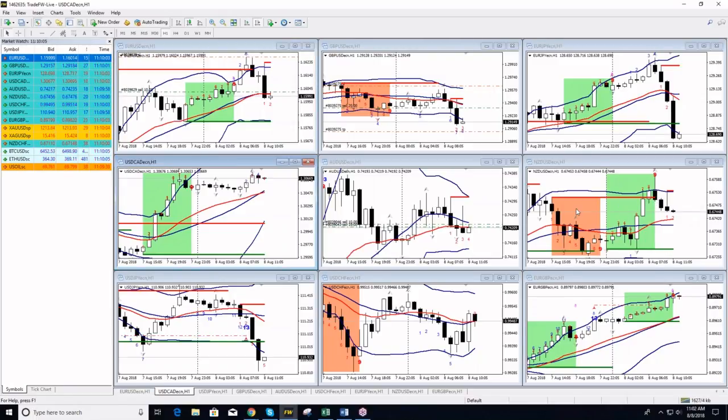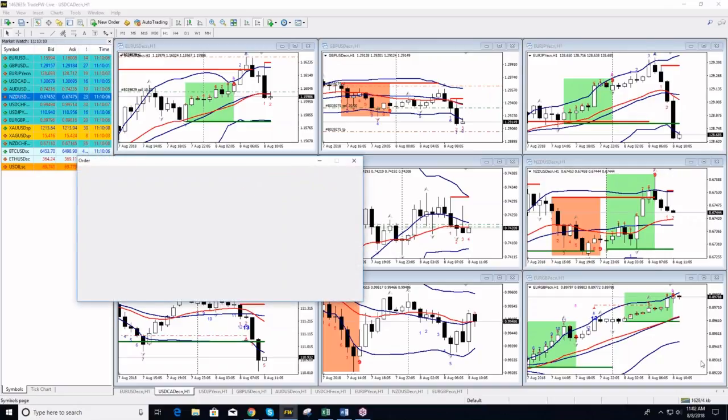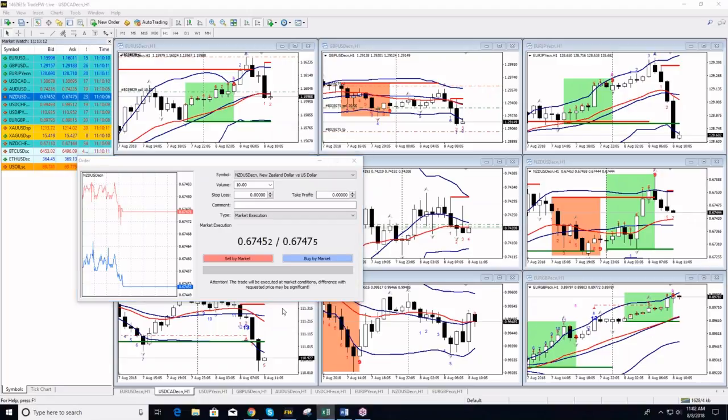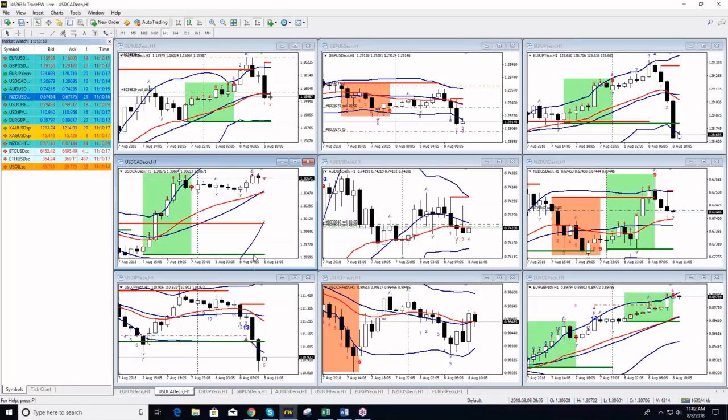Okay, guys, I'm shorting now the Kiwi. I'm shorting the Kiwi, just a moment to check. I'm shorting the Kiwi 20 lots. So I just shorted the Kiwi, New Zealand USD, guys, 20 lots. You see, very active today. I have just shorted it with 20 lots, guys.